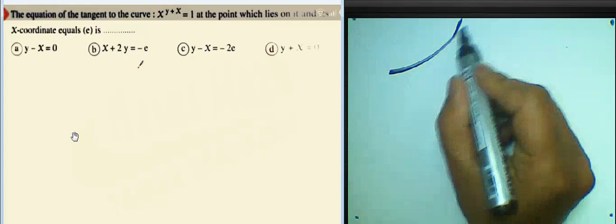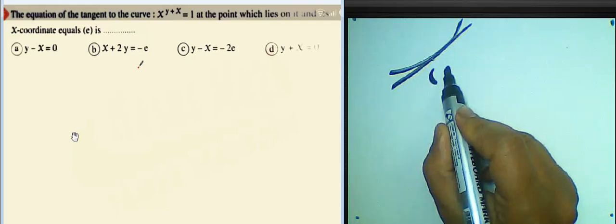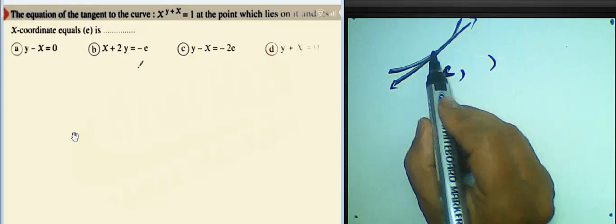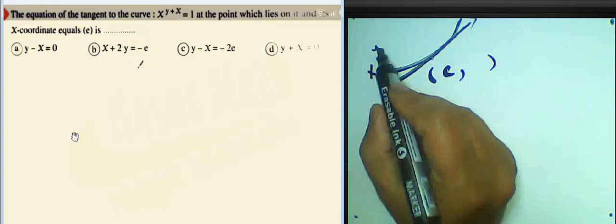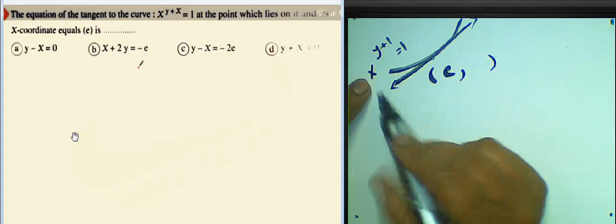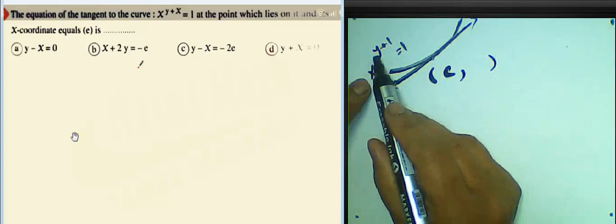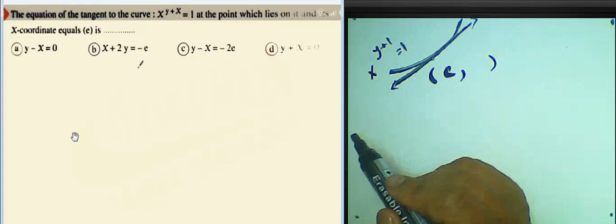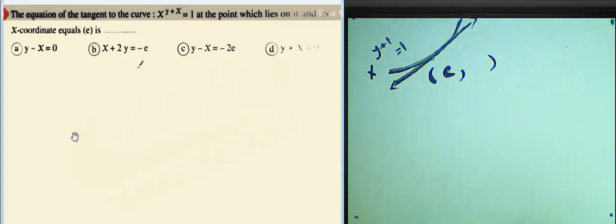Look at here, we have a curve here and the tangent, and we want to find the equation of the tangent at x equal what? x equal e. The tangent and the curve intersect at the point here, and we know the function here, x power y plus x equal 1. If you put x equal e in this example, then e power y plus 1 equal 1. Then the power here must be equal 0 to find the result, e power what equal 1, e power 0.